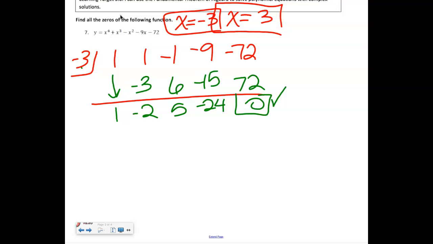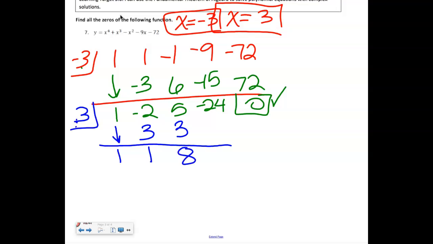And now what do we do? We do it again with the other numbers. So I did -3 the first time, so now I'm going to do +3 this time. And again, what should we get at the end here? 0. If we don't get 0, we've done something wrong. Okay, so we're getting 0 again.